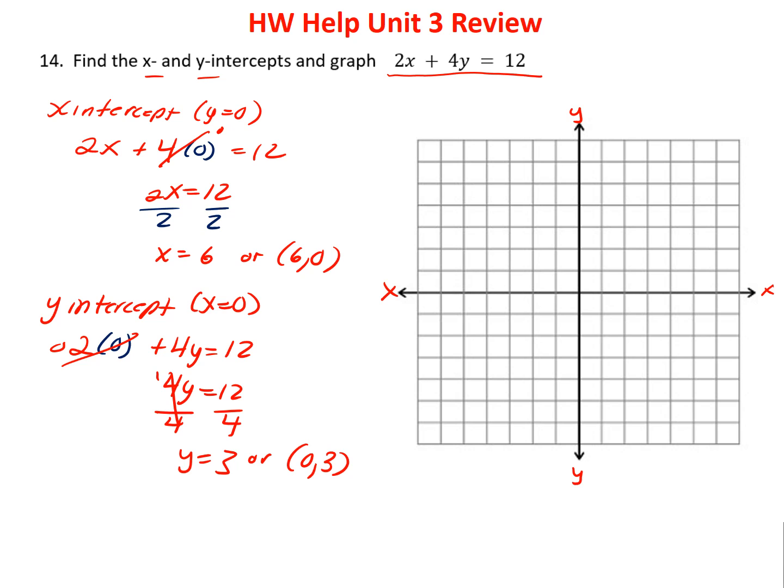Now it's simple to graph. My x-intercept is 6, 0, so from here I count over 1, 2, 3, 4, 5, 6. And my y-intercept is 0, 3. That's going to 0, up 3. And then we just simply connect the dots. All right? Again, very bad drawing by me.